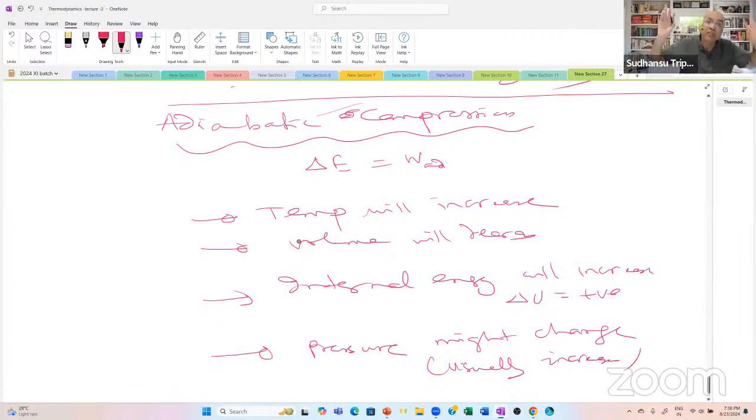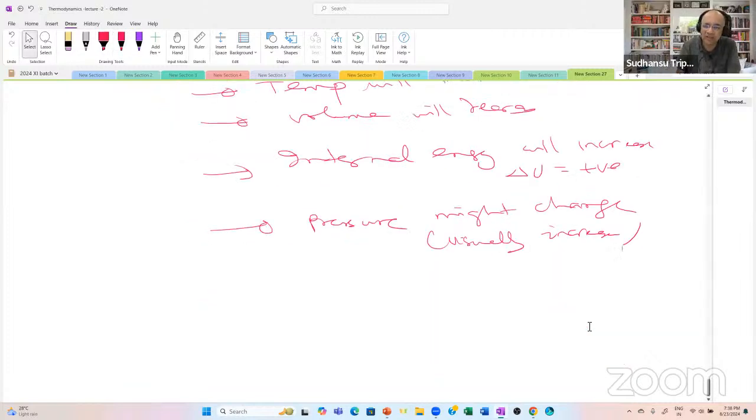That means everything will change. Pressure, volume, temperature, all will change in an adiabatic process. That is the beauty. Internal energy will change. Pressure will change. Volume definitely changes. So also temperature. How peculiar is adiabatic expansion and compression.